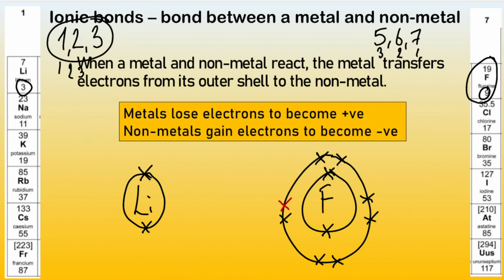Metals will lose electrons because they are on the left-hand side of the periodic table. They want to lose electrons to have a full outer shell, so they become positive. We know that because electrons are negative, so if they are losing negativity, they will become positive. Non-metals at the other end of the periodic table need to gain electrons to have a full outer shell. So if they gain negativity, they become more negative themselves.